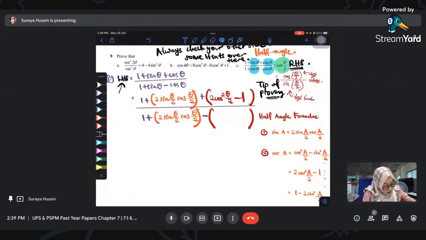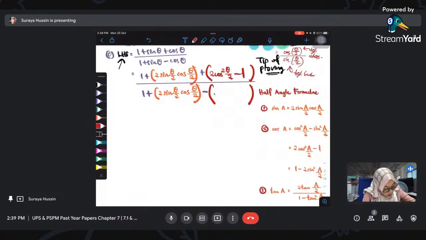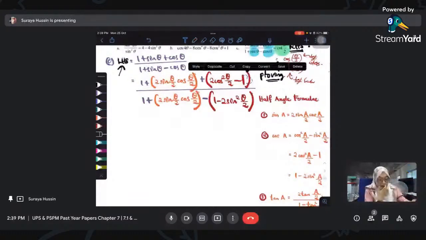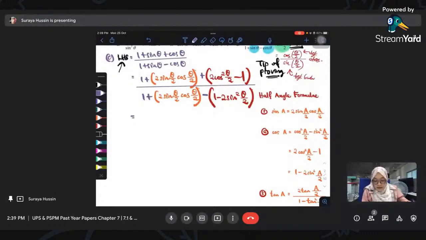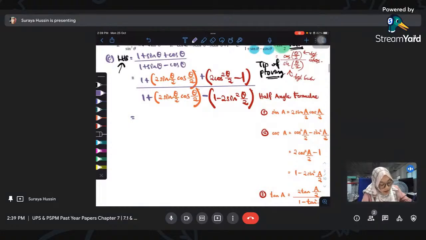And then, yang di bawah pula, this is 1 minus 2 sine squared theta over 2. So if you hafal, it's going to be much quicker for you, as I say. And then we can proceed by knowing that something can be cut. 1 minus 1 is 0. 1 minus 1 is 0. Okay. So, kita akan ditinggalkan dengan, maybe I'll just duplicate this.